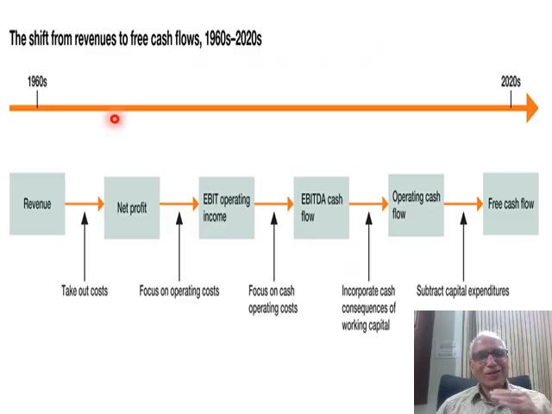Having talked about EBITDA, let us look at the shift in finance for the last 60 years or so. In 1960s, the thrust was on revenues, then the focus shifted to net profit, then the attention shifted to EBIT or operating income. In the last 20-25 years, the focus has been on EBITDA. Now it is moving to free cash flow, a term that we will discuss in a following session. So we find a very interesting historical shift in the attention of financial analysts and investors over a period of time.